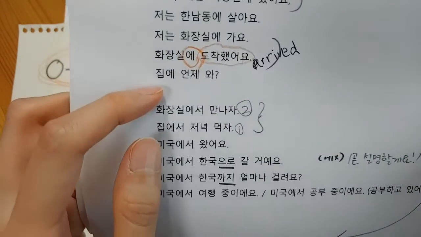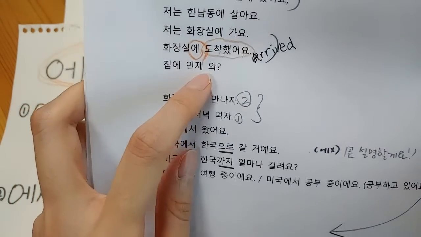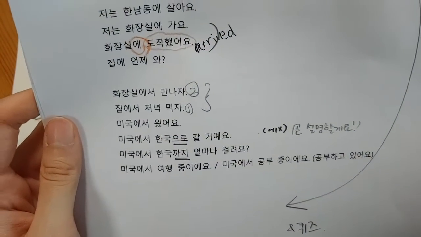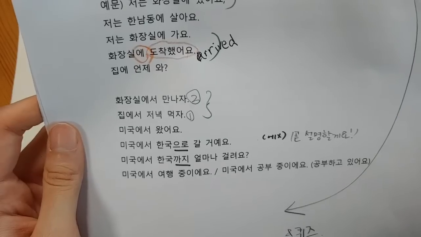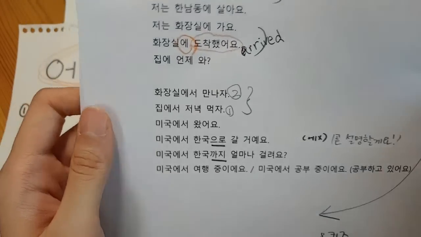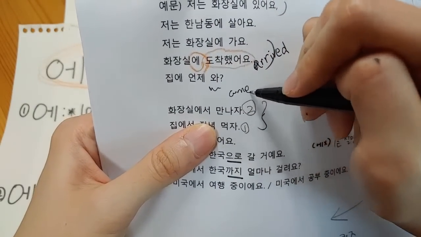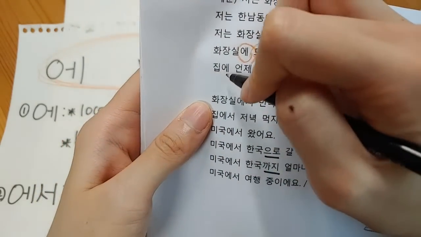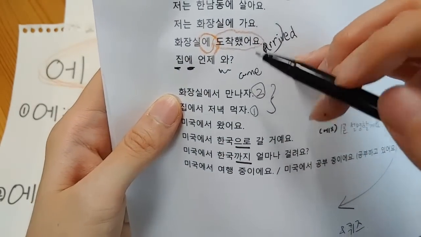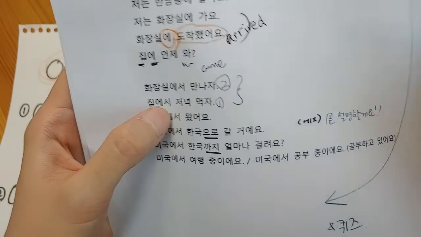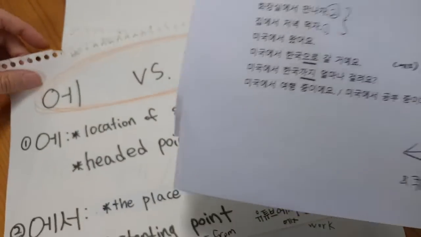And how about this question? 집에 언제 와? What does it mean? 언제 is a question word that means when, right? And 와 means to come. So 집에, to home, when, come. So when are you coming to home? When are you coming home? 집에 언제 와? All right.